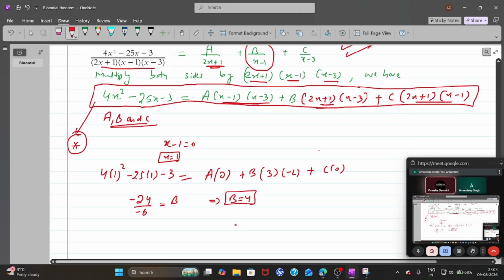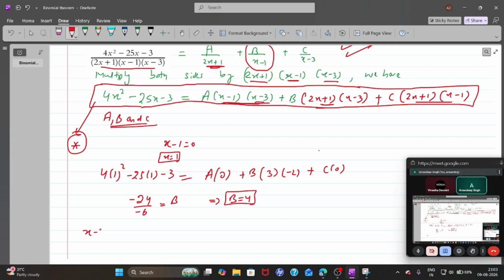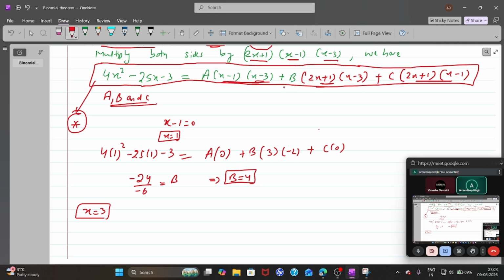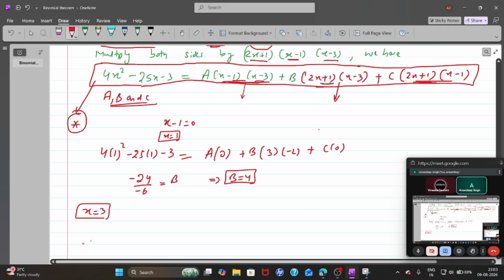Secondly, I can put x minus 3 equal to 0. Then I'll get x equal to 3. So if I put x equal to 3, one of the factors will be equal to 0. Two of the coefficients would be equal to 0 if you put in x as one of these three numbers. See, if I put x equal to 3, this factor would be 0, and this factor would be 0, and here we have the value of C, right? So this is the benefit of putting in these values of x.